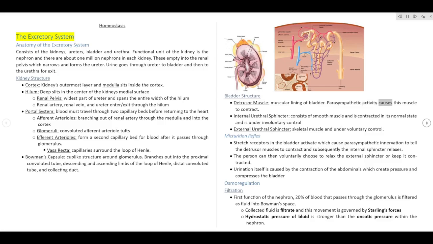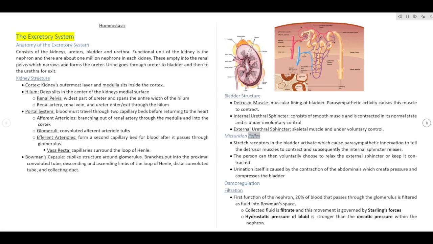Parasympathetic activity causes this muscle to contract. The internal urethral sphincter consists of smooth muscle and is contracted in its normal state and is under involuntary control. The external urethral sphincter is skeletal muscle and under voluntary control.